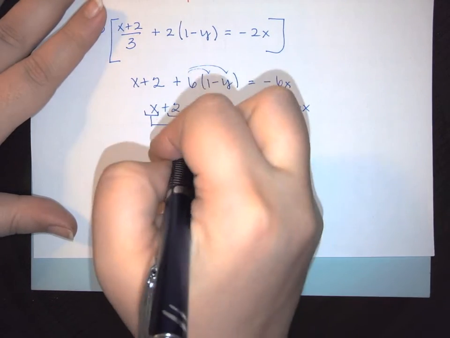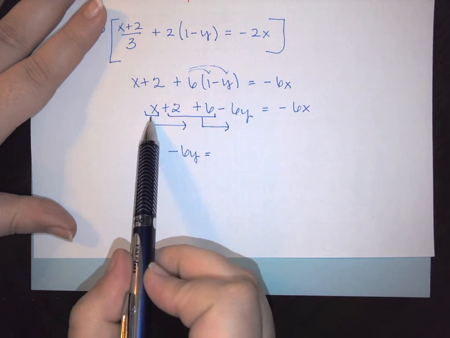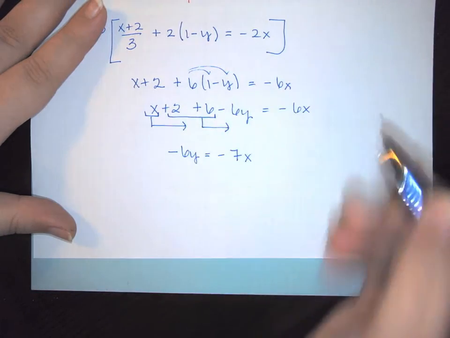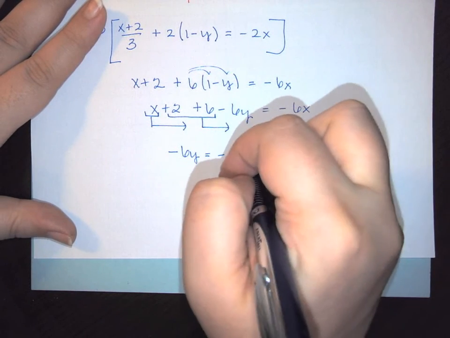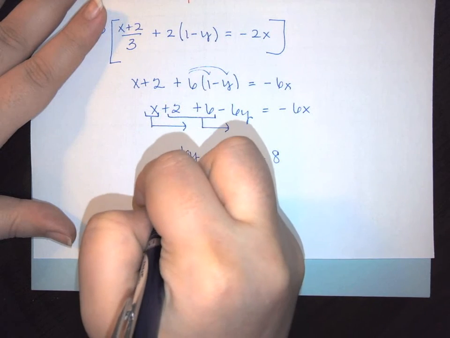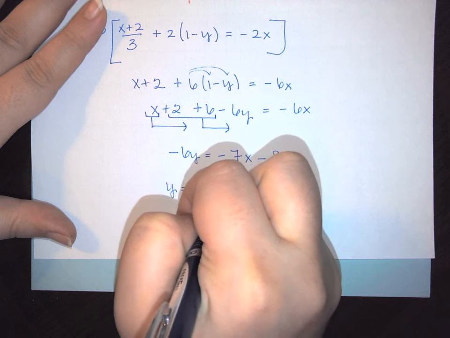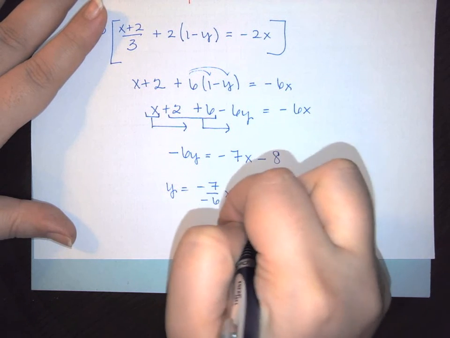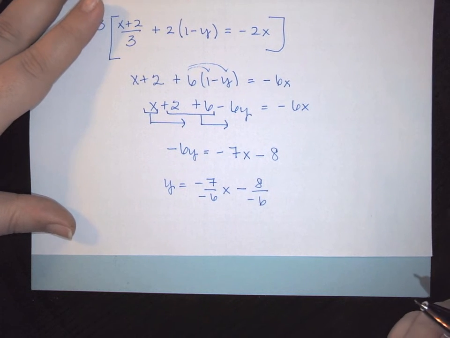So in this case, we're going to end up with a negative 6y is equal to, I have a positive x, to move it I subtract, so this becomes a negative 7x. 2 and 6 is 8, to move it I subtract, so this becomes minus 8. I need to get y by itself, so y is equal to negative 7 over a negative 6x. Then I'm going to have minus 8 over a negative 6. I need to put it all together and reduce.